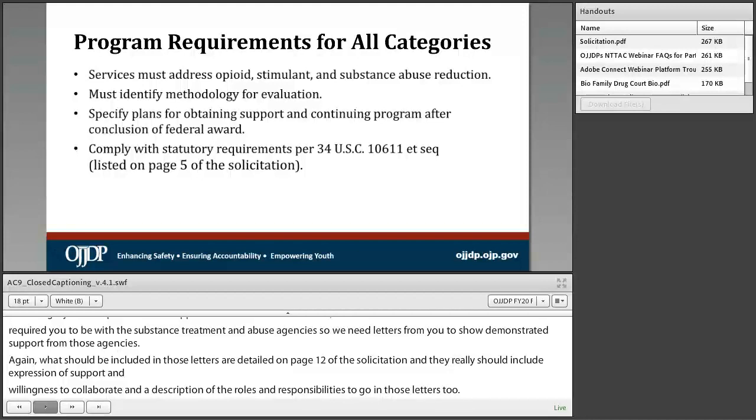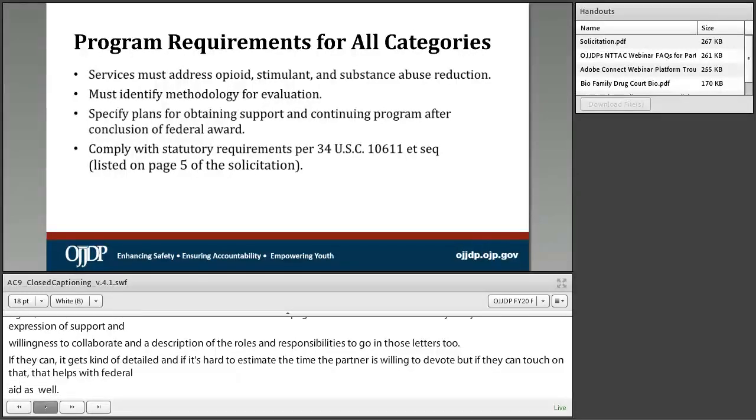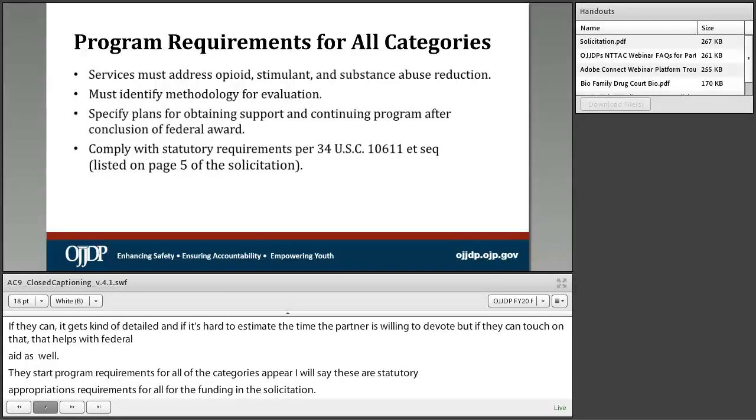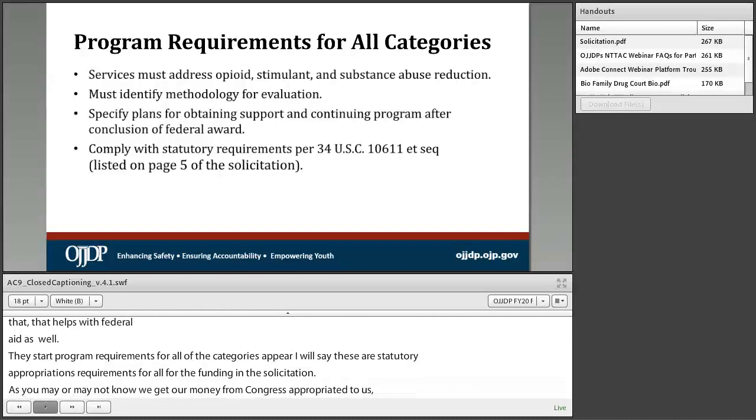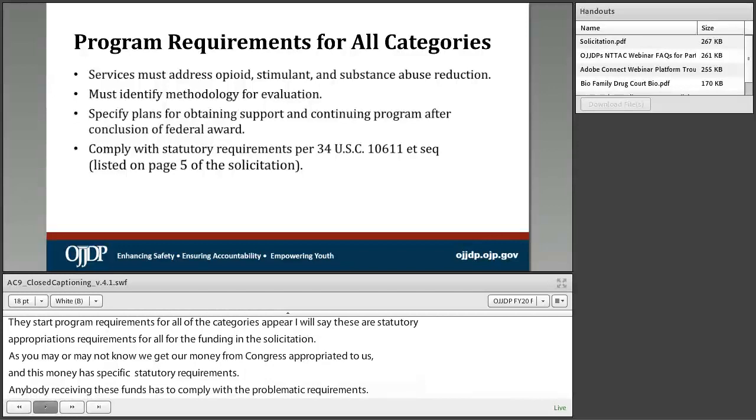Now, these are program requirements for all of the categories, and these are statutory appropriations requirements for all of the funding in this solicitation. As you may or may not know, we get our money from Congress. It's appropriated to us, and this money has specific statutory requirements that anybody receiving these funds has to comply with. So we didn't pull these out of thin air; these were actually written down for us by law.